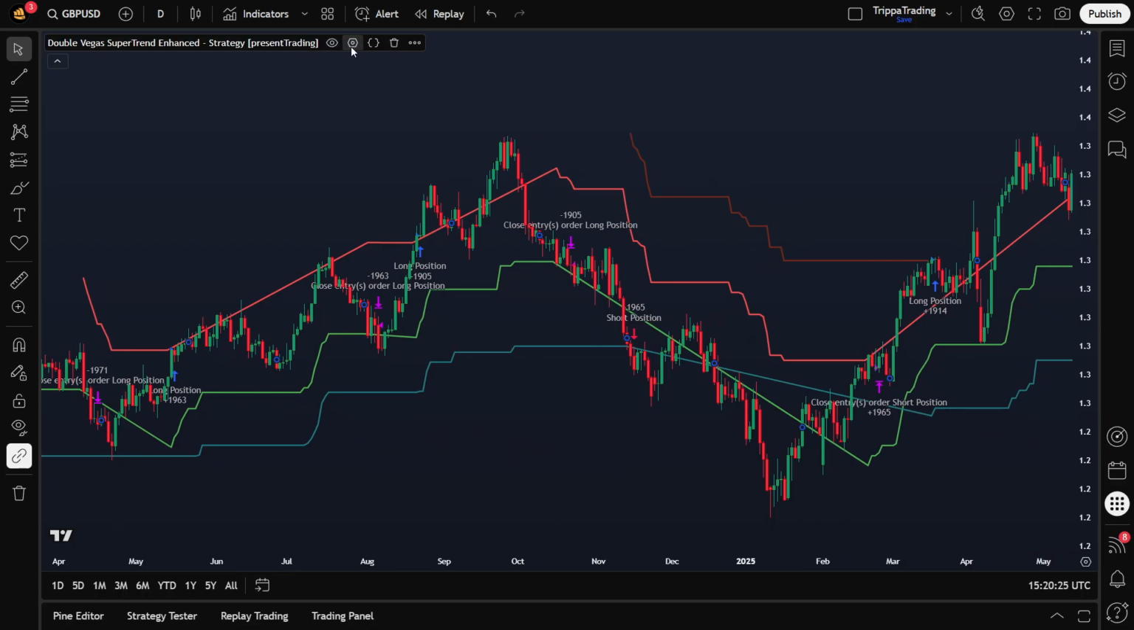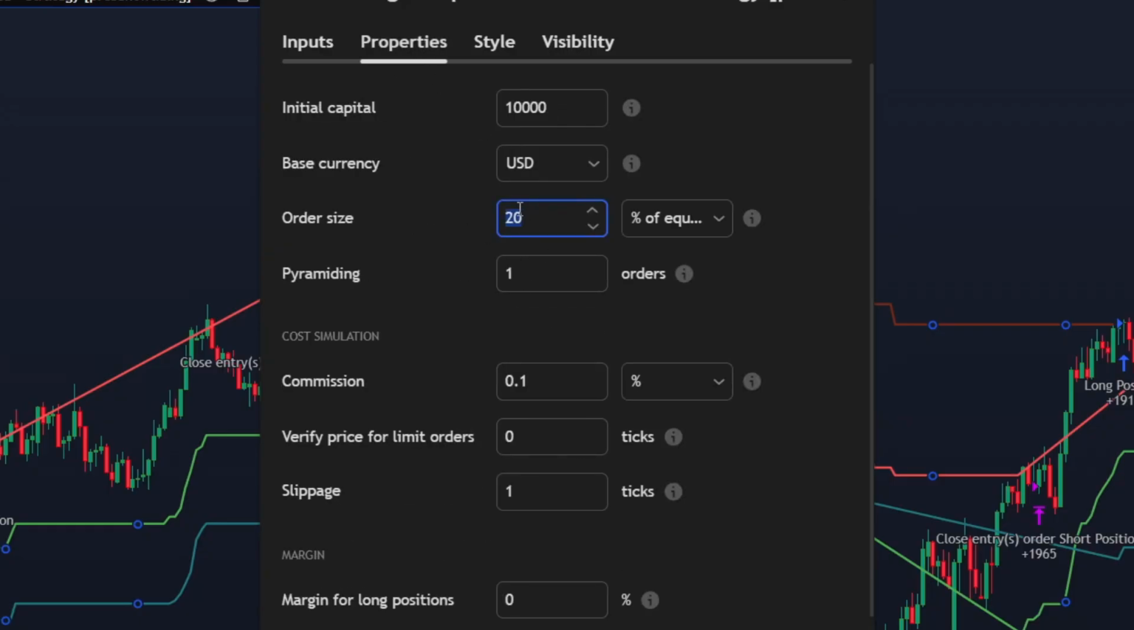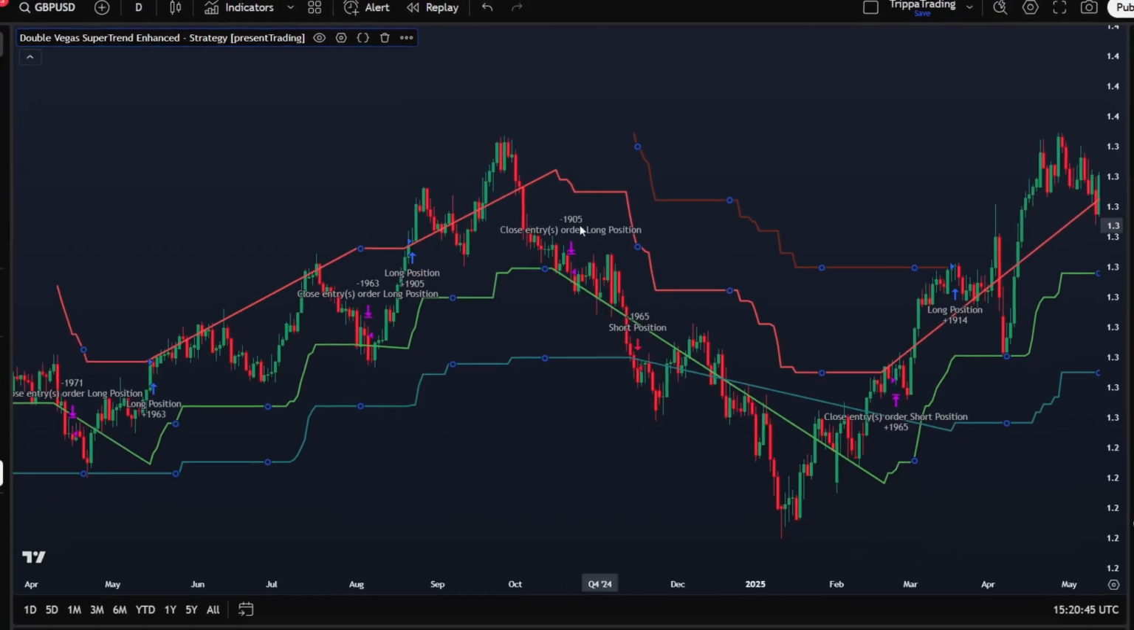First, in the inputs, set the ATR period for Supertrend to 5. Change the Supertrend multiplier base 1 to 4. Then set the volatility adjustment factor to 3. Next, go into Strategy Properties and set the order size to 20%. That keeps your exposure limited.